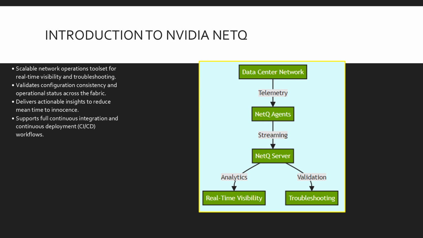This diagram illustrates the high-level architecture of NetQ. We start at the top with your data center network. NetQ agents, running on the switches and hosts, collect telemetry data. Instead of waiting to be polled, these agents stream data to the NetQ server. The server processes this information to provide two key outputs: real-time visibility into the network state and validation capabilities for troubleshooting. This flow ensures you are always looking at the current state of your network, not a snapshot from 10 minutes ago.